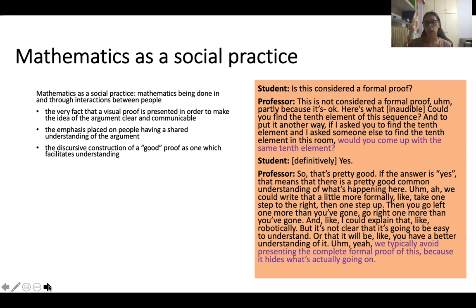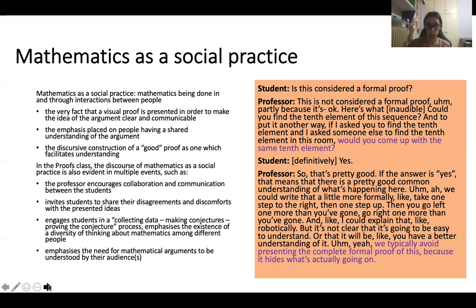Third, we also see the discourse of mathematics as a social practice in the discursive construction of a good proof as one which facilitates understanding. And this is quite clear in the last part of the interaction, where the professor says that they typically avoid presenting the complete formal proof of the theorem because it hides what's actually going on. So a good proof is one that shows what's going on.